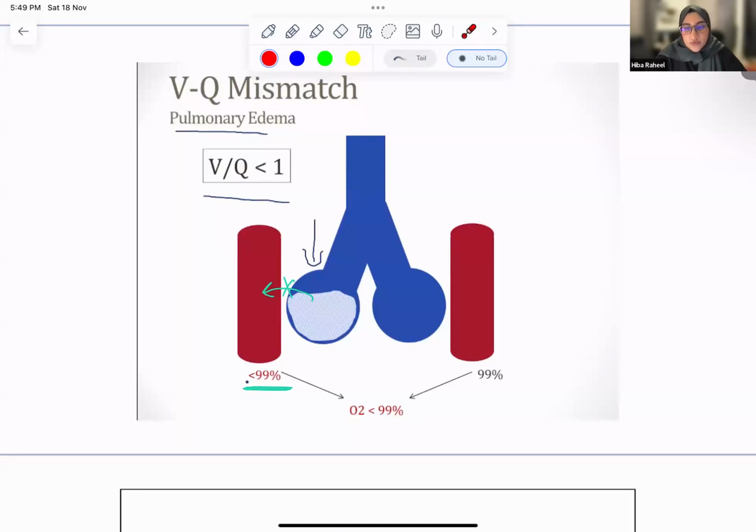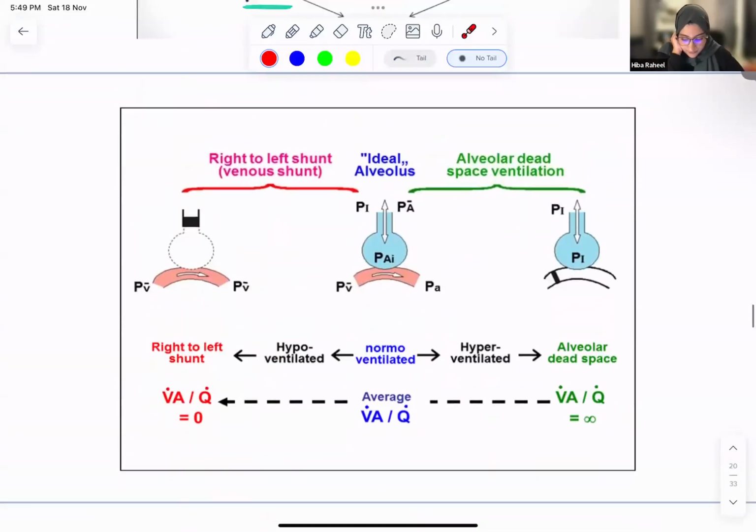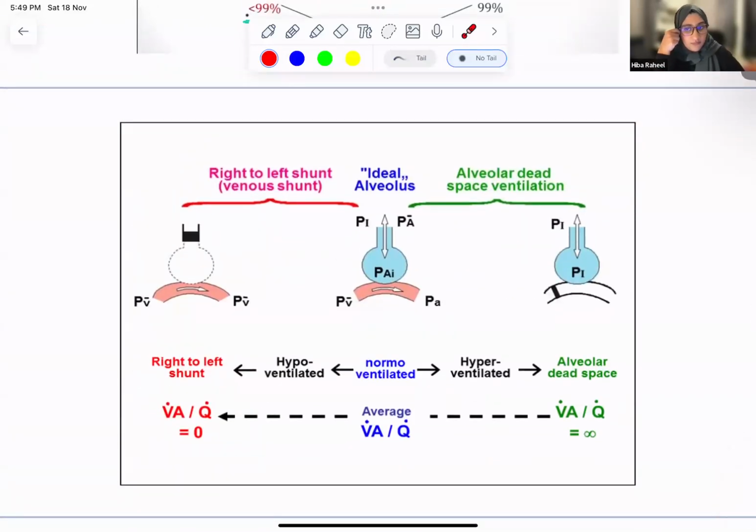Right now we spoke about the VQ mismatch. Was it clear, guys? Do you want me to repeat anything before moving on to the shunts? The edema is inside the alveolus, yeah. So there's water inside the alveolus itself. Perfect, great job.